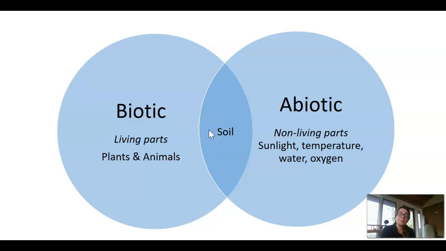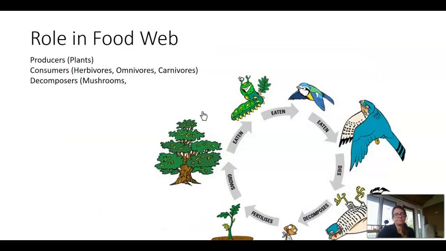Soil has a little bit of both, a little bit of living parts. There's things like microorganisms and worms and other insects that live in the soil, but there's also non-living parts. The soil itself is broken down from rock to help to create the soil. So soil can be listed under both biotic and abiotic.